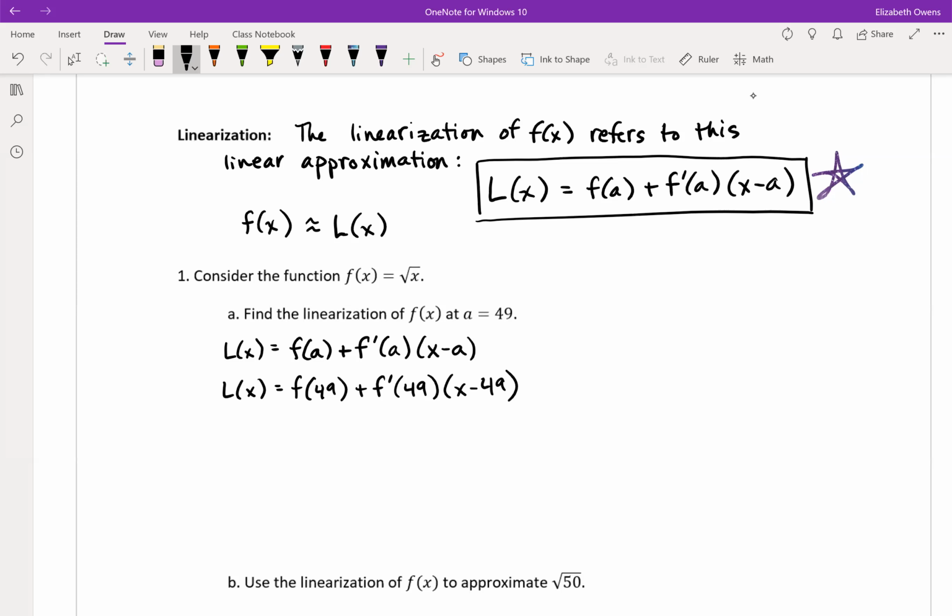So f of 49 is just going to be square root of 49. That's the positive square root, so we get 7.